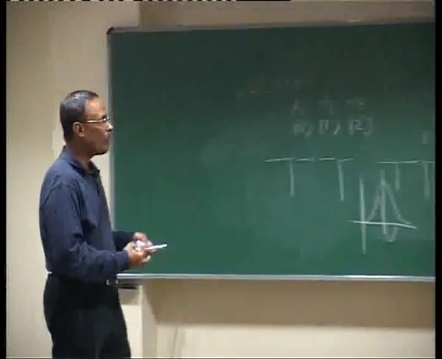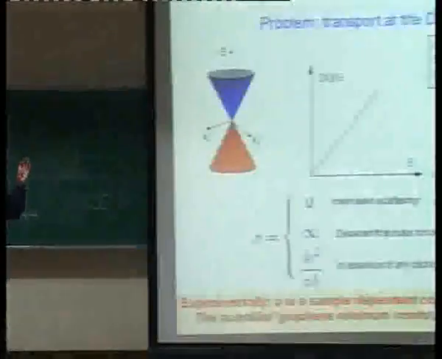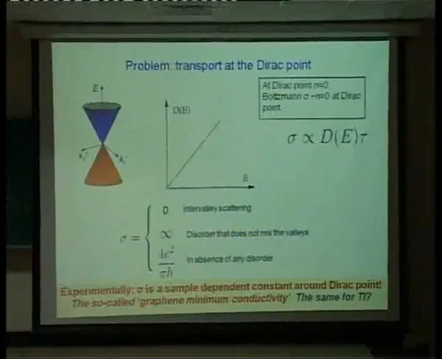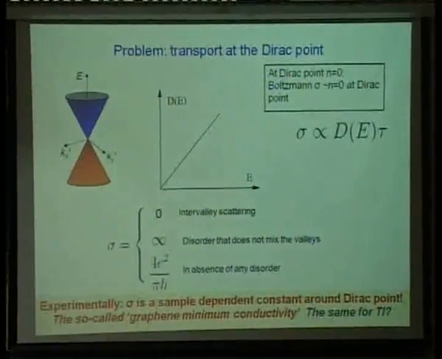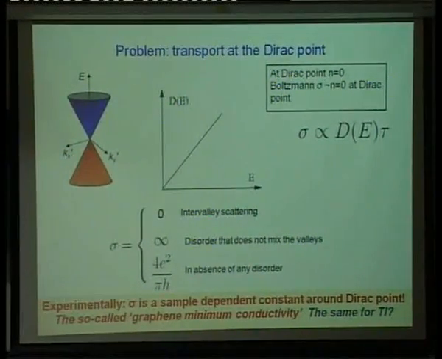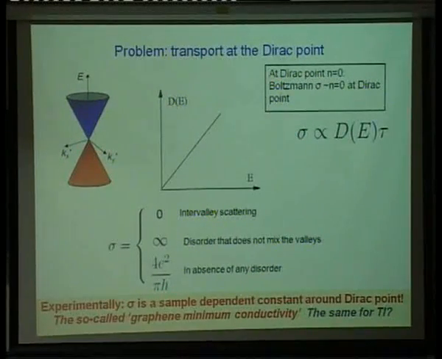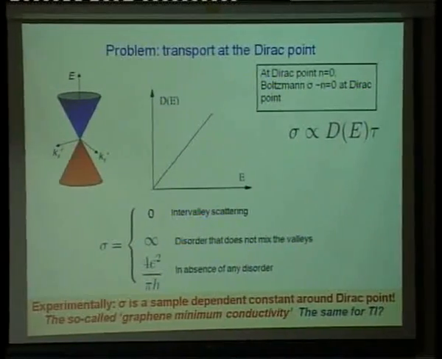Okay, but the interesting question is what happens at the Dirac point. So I would say finite density transport in graphene, and I'll show in topological insulators also, is more or less understood, almost quantitatively in most cases, and qualitatively in all cases, okay? But what about the Dirac point?